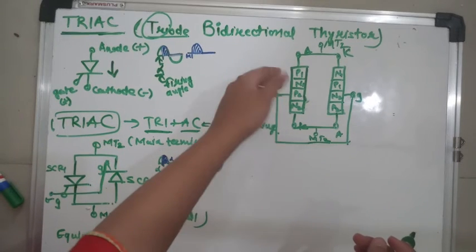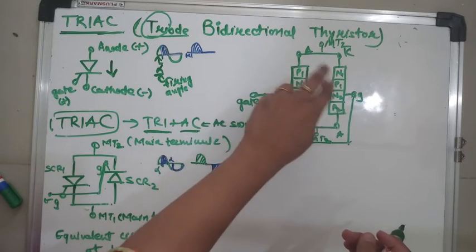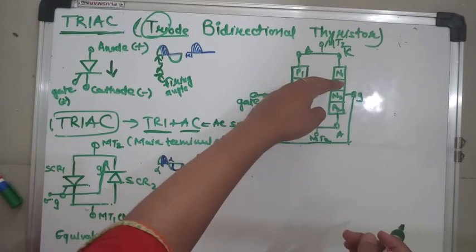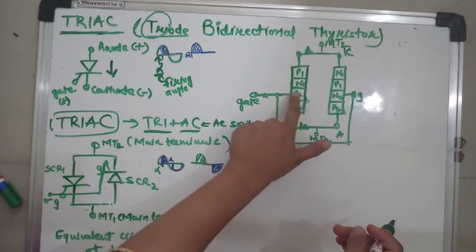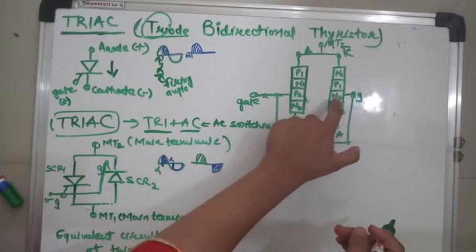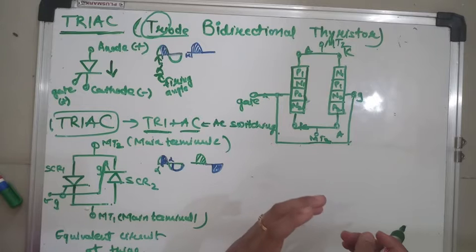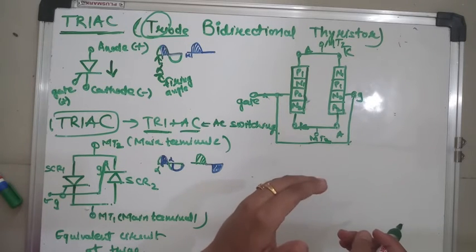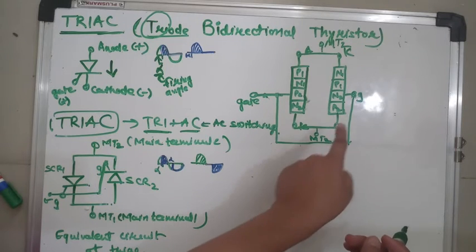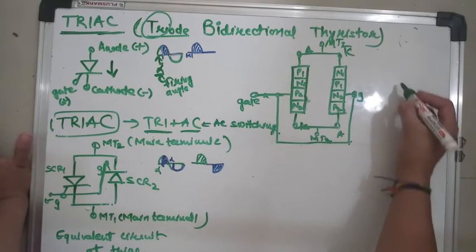Here is SCR1, with the four alternate layers P-N-P-N, and here the anti-parallel one, meaning an inverse SCR. Now the question is: here the gate is carried out from the inner P layer, whereas here the gate is carried out from the inner N layer. Why? You will get the answer when you study the working and mode of operation of the triac in brief. Then you will get the answer why the gate is carried out from the inner N layer. So my basic structure is like that.